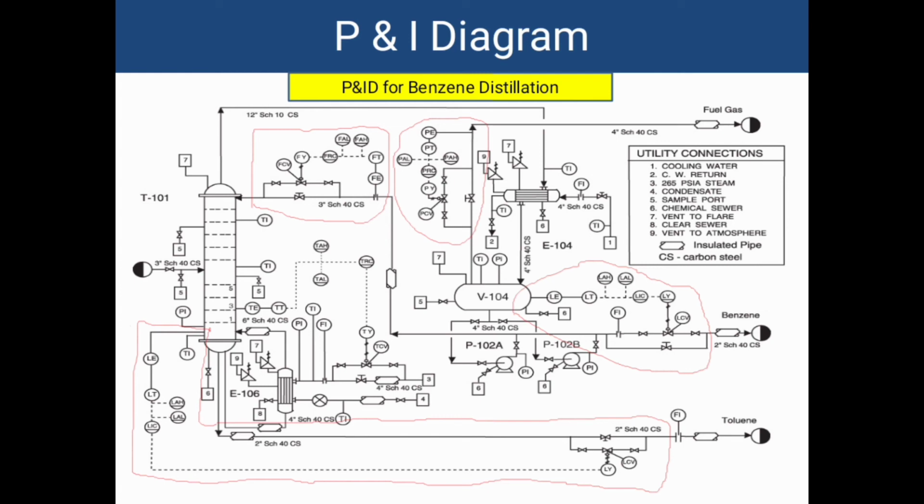So this P&I diagram for benzene distillation consists of 7 separate pipelines, 4 important vessels, and 4 control loops. Once you memorize these instruments, vessels, pipelines, process flow diagram, and plant layout, you will become a master in the particular plant.